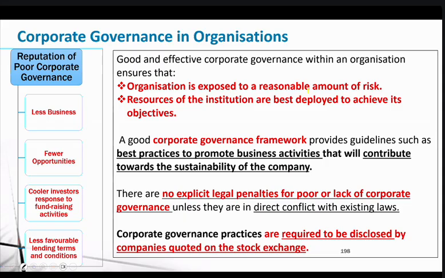Good corporate governance framework. Sorry. Excuse me. Gives the best practice to promote business activities. My apologies. Give me a second.